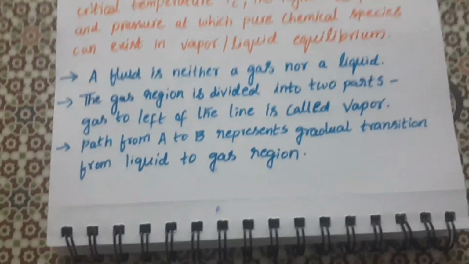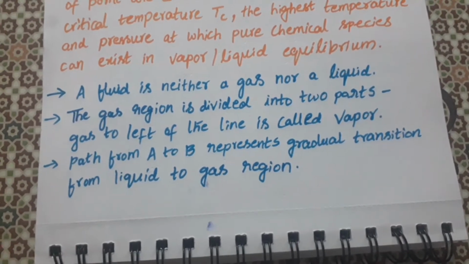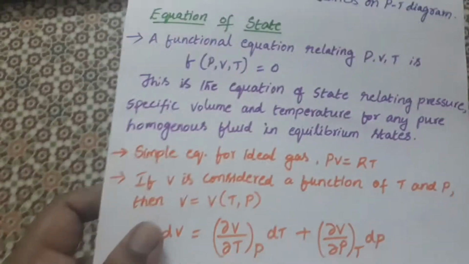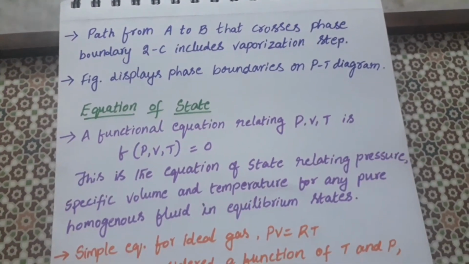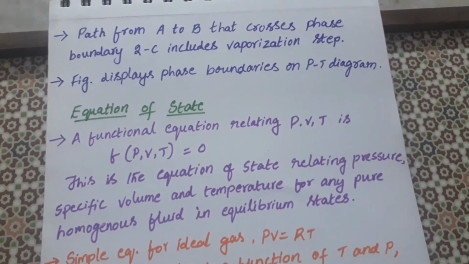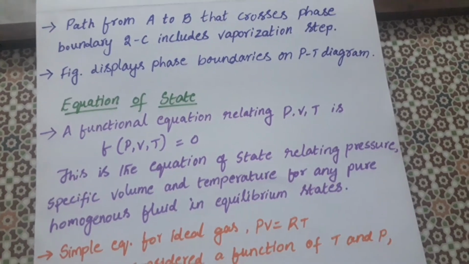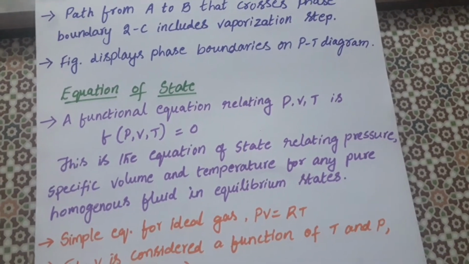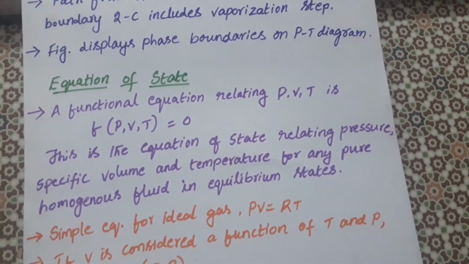The path from A to B represents a gradual transition from liquid to gas region. The path from A to B that crosses the phase boundary 2-C includes the vaporization step. As I already told you, this diagram represents the phase boundaries on a pressure versus temperature diagram. Similarly, we can draw a pressure versus volume diagram also.